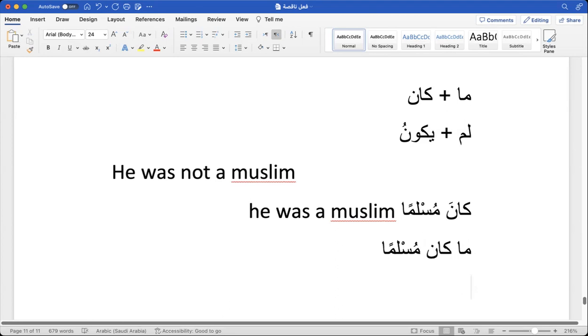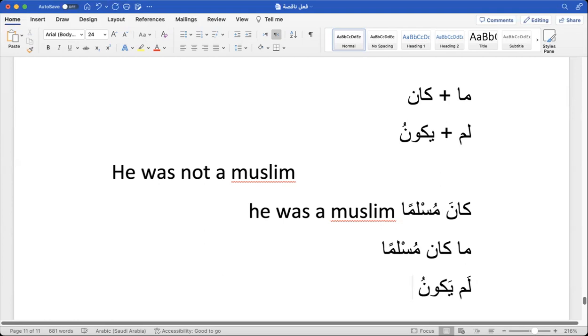So then you can also use lam. But lam means "he did not." So if I say he did not do something, right? If I use lam, then to negate kana I have to use the fil mudari version, right? So lam yakun. Lam yakun means he did not.